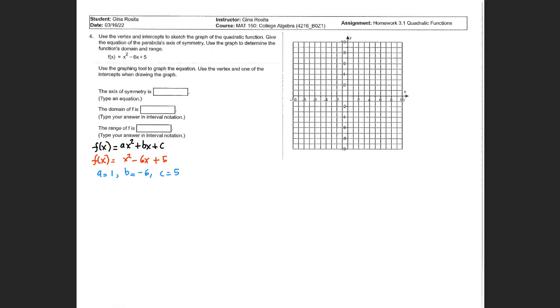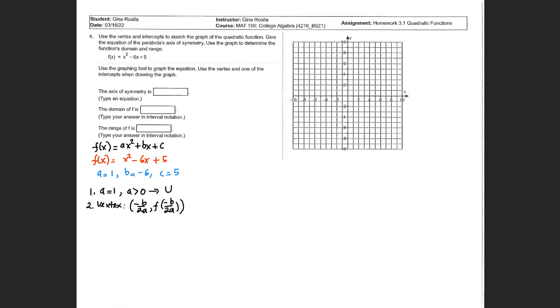So now first step, step 1. A equal 1 means a greater than 0, so the parabola opens upward. Okay. Step 2. The vertex is negative b over 2a, f of negative b over 2a.